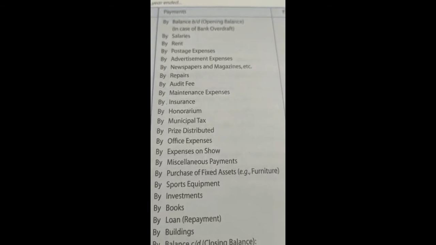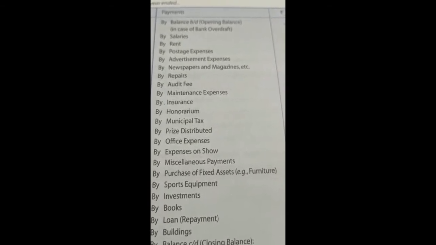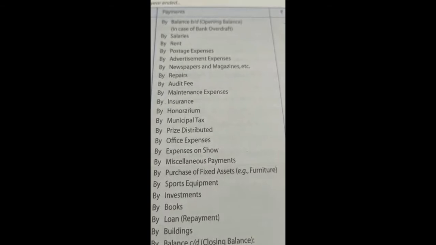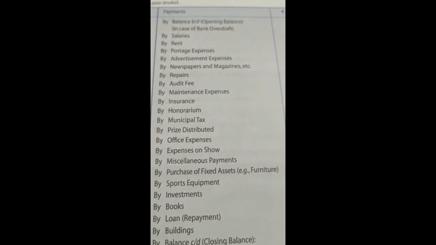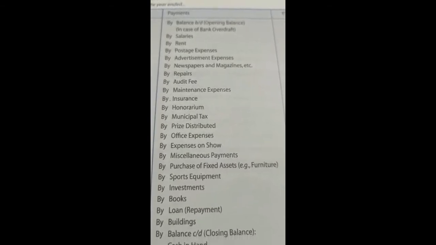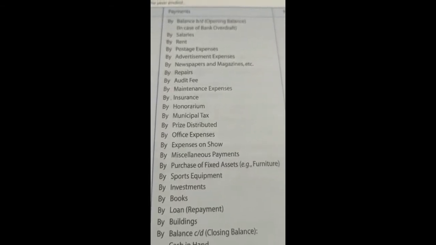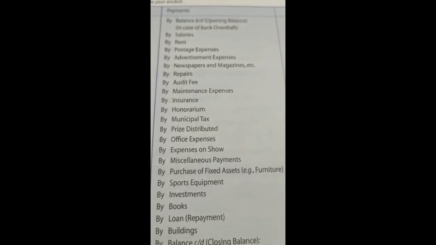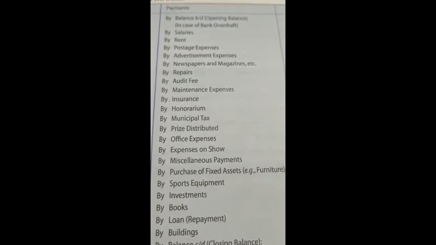Next is maintenance expenses. Just like repairs, any maintenance of the electricity work or any other maintenance expenses is your payment. Then insurance. Insurance is the insurance premium paid. Insurance is paid for the premises of the organization or any asset of the organization.